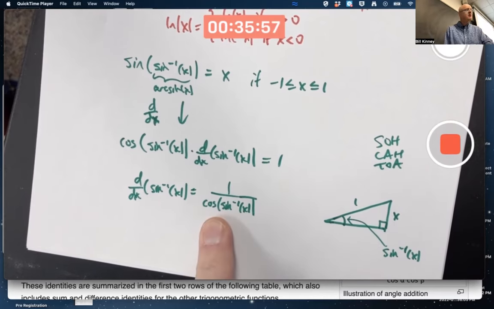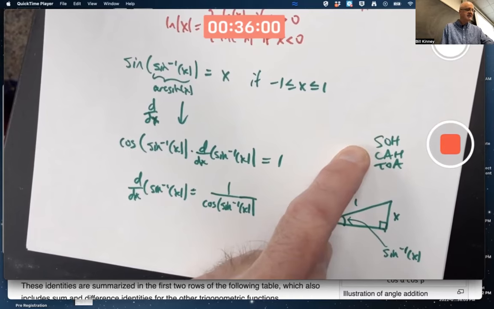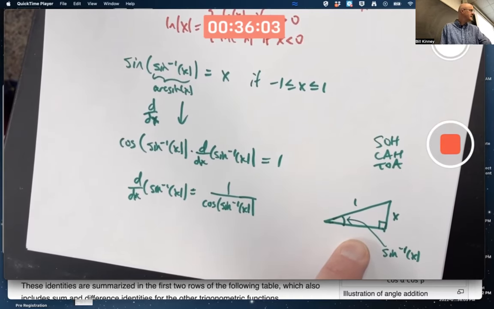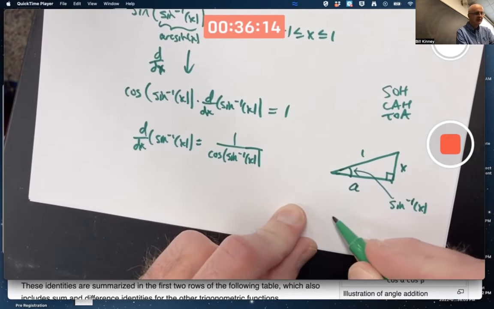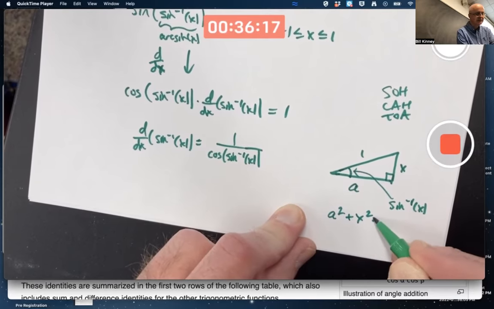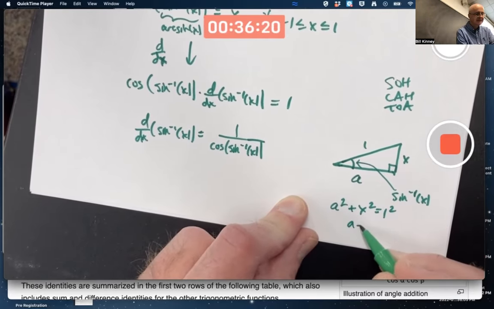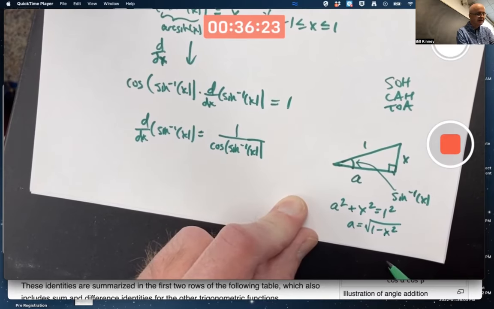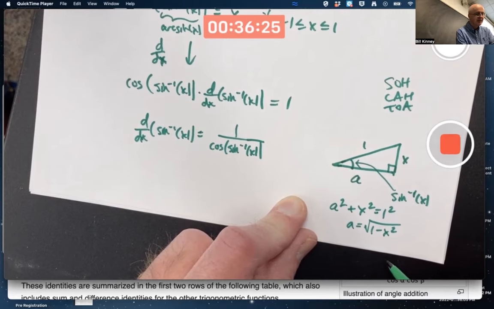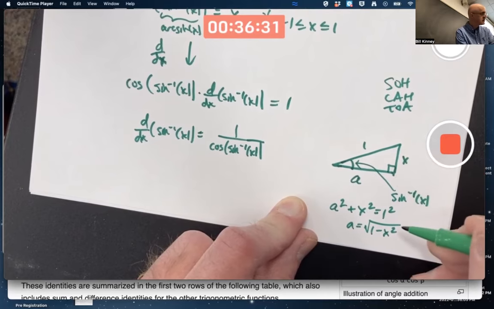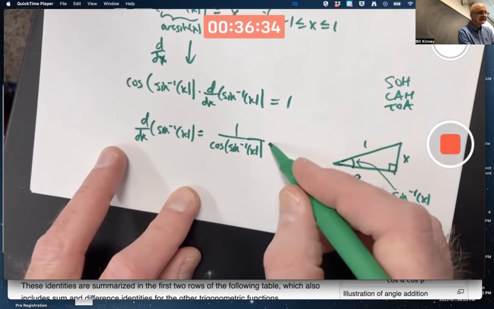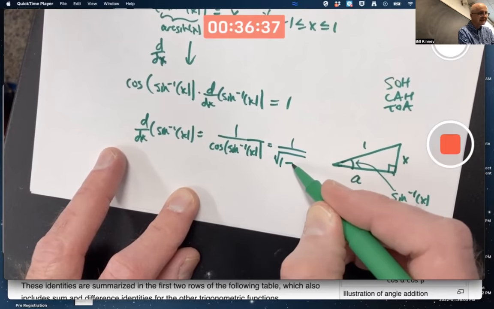What do I want to do? I want to take the cosine of that angle. Cosine is adjacent over hypotenuse. So I've got to figure out the adjacent side. Pythagorean theorem. If I call this adjacent side, say a, the Pythagorean theorem says a squared plus x squared equals 1 squared. So a is the square root of 1 minus x squared. The cosine of this angle is square root of 1 minus x squared over 1, which is square root of 1 minus x squared. This is 1 over square root of 1 minus x squared.